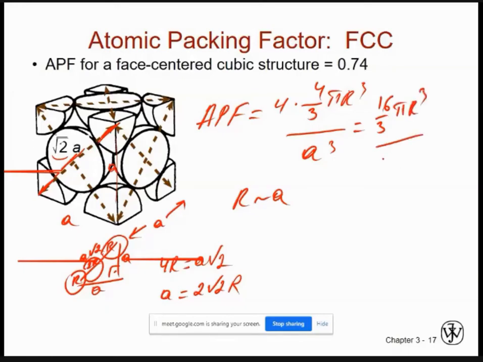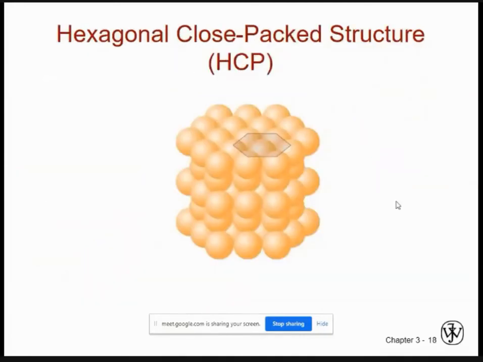So we can just make the replacement. 4/3 pi R cubed over, so R cubed will be gone, if you just replace pi with 3.14 and simplify, we will get 0.74 atomic packing factor, which is one of the highest values among crystal structures. That means an element which has this crystal structure will be heavier because it's densely packed. Let's move to the next slide.